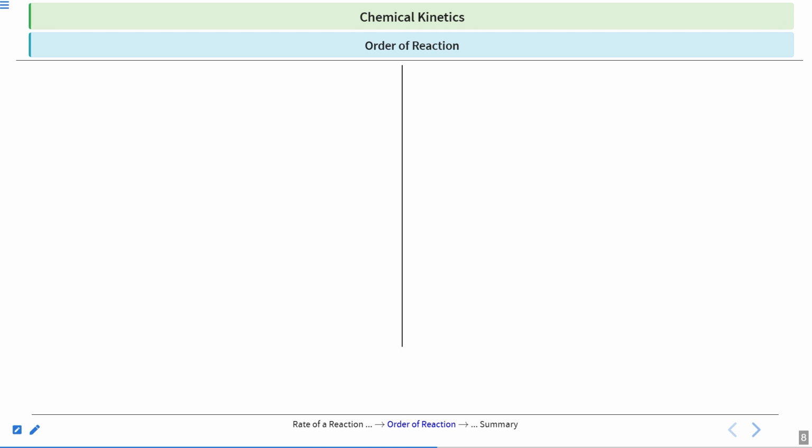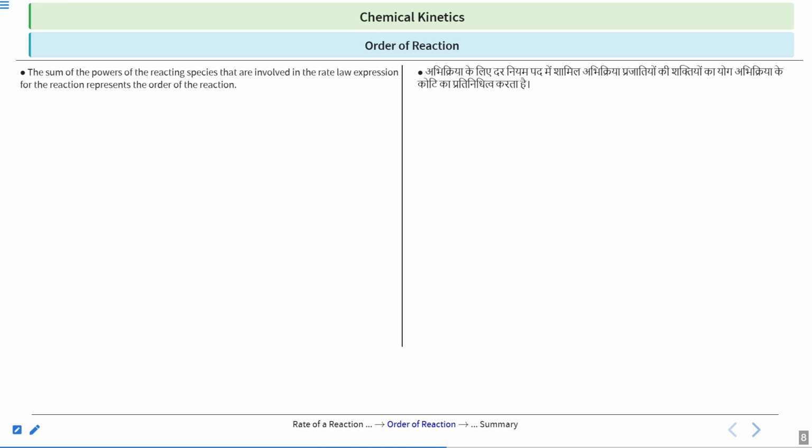Now let us see more about this order of reaction. So what is order of reaction? We simply add the powers that we are seeing in the rate law, and whatever value we get upon adding the powers is called the order of reaction. Clear? I am repeating it again: take the rate law, see the powers put upon the reactant concentration terms, add all of those powers and you will get the order of reaction.